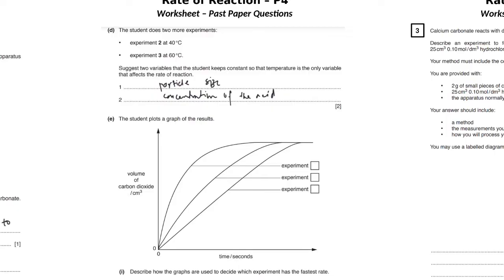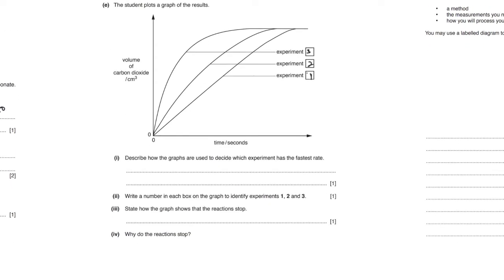Now the student plots a graph of the results. You have 3 experiments, and the fastest will be the one at the highest temperature. So the leftmost curve is going to be the third one, the rightmost curve is going to be the first, and this is going to be the second. Describe how the graphs are used to decide which experiment has the fastest rate. The graph with the steepest gradient will have the highest rate.